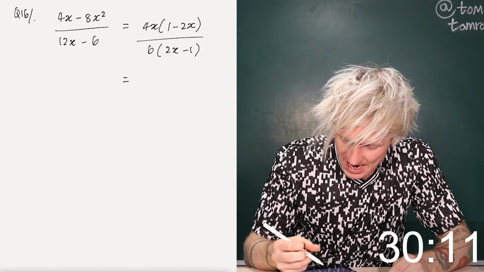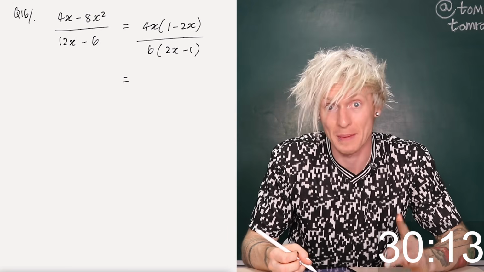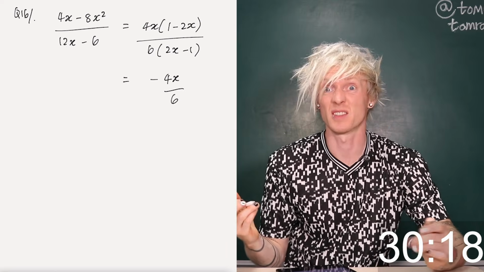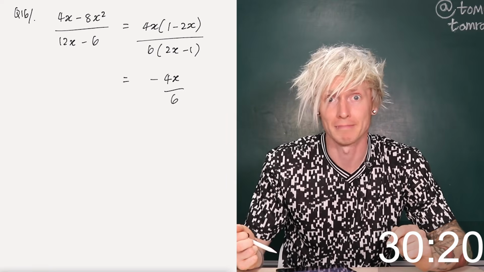Because now I can cancel those, as long as I have the minus on the bottom. So minus 4x over 6. All right, minus 4x over 6. Yes, I'm going with that.